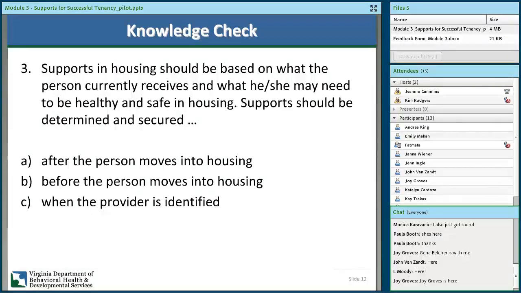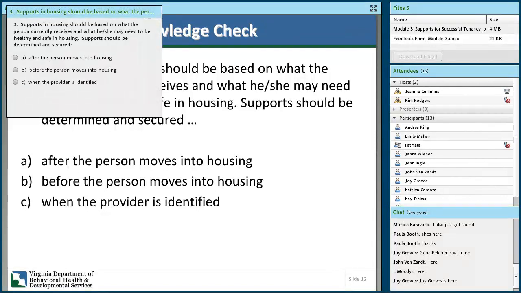All right. Let's do question number 3. Supports in housing should be based on what the person currently receives and what he or she may need to be healthy and safe in housing. Supports should be determined and secured: A, after the person moves into housing; B, before the person moves into housing; or C, when the provider is identified. Take a moment to select your answer.